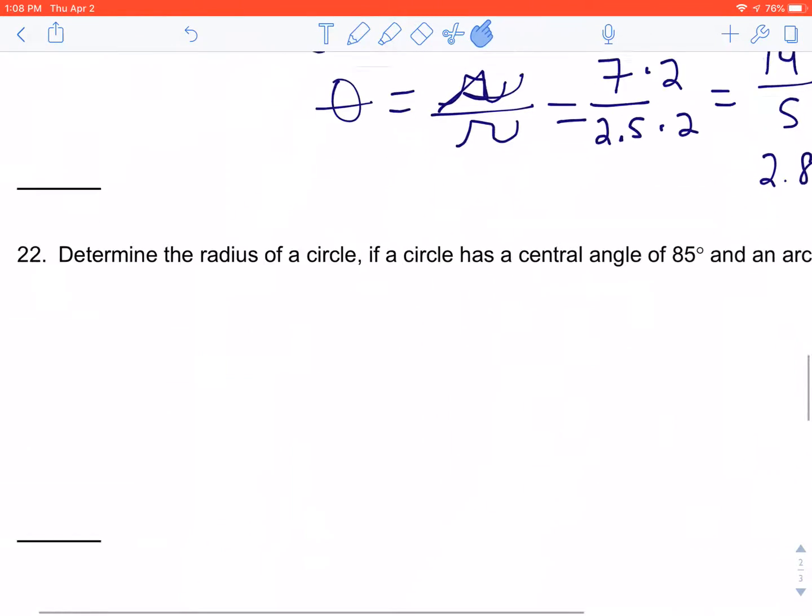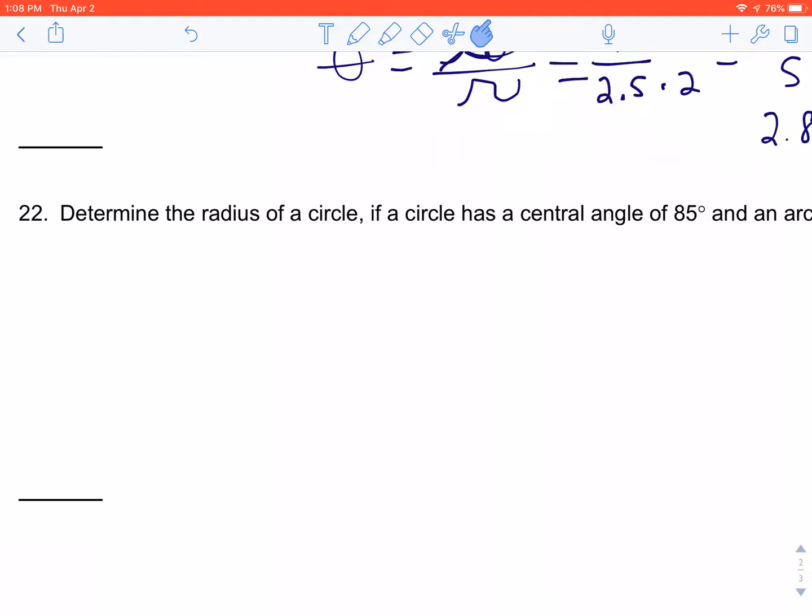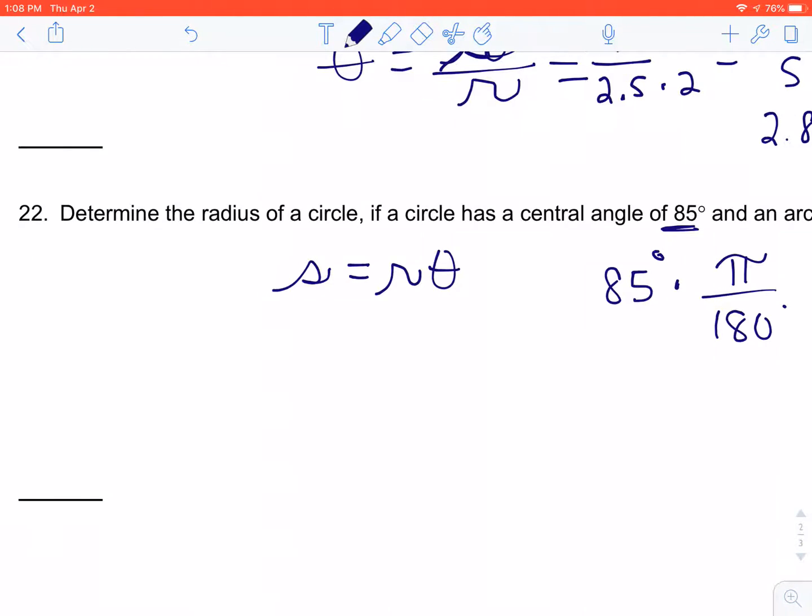And the last one, we want to determine the radius if the central angle is 85 degrees. Again, before I go to this formula, I can only use the formula if the angle is in radians. So I want to figure out what 85 pi over 180 is. Okay, so that's the angle. So I want to determine the radius if the arc length is 4 meters.